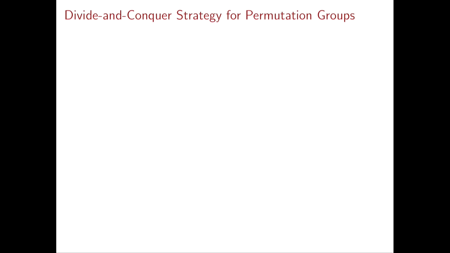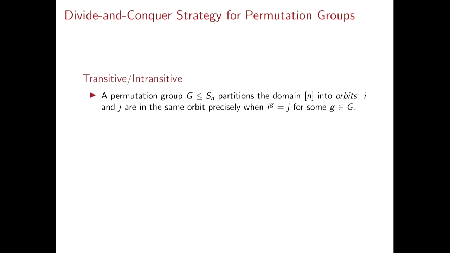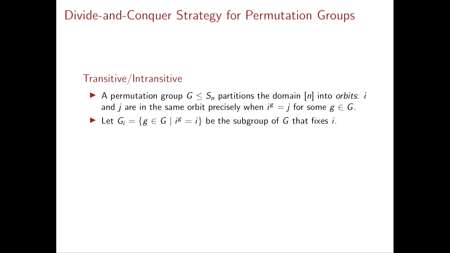And how do you use group theory? You divide and conquer groups. So this could be very basic for many of you. You know how a permutation group, a subgroup G of Sn, acts on the domain 1 to n. It partitions it into orbits. I and J are in the same orbit if there is an element of the group that can send I to J. And G sub I is, on the other hand, the subgroup of G that fixes the vertex I, all elements of G that map I to I.